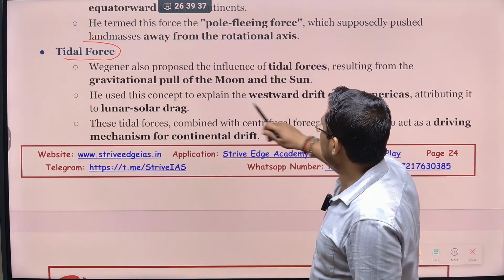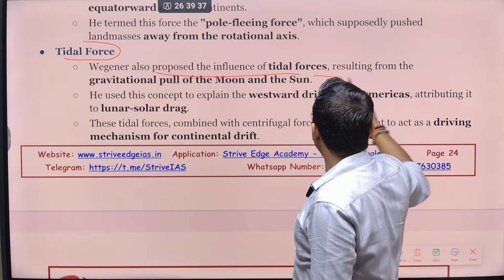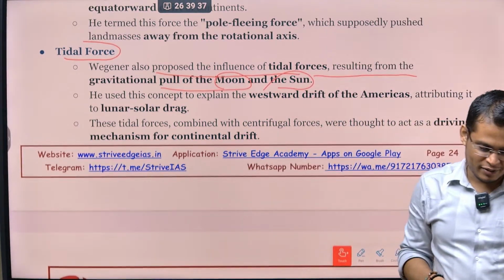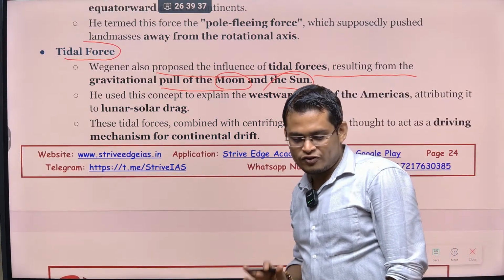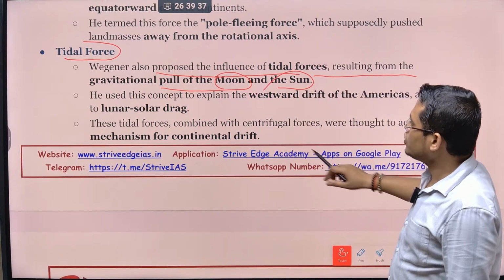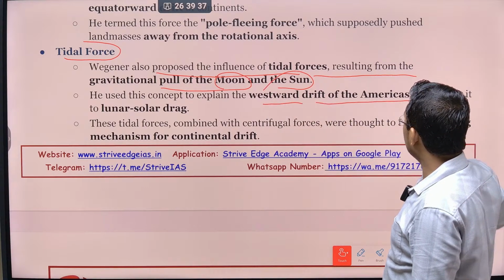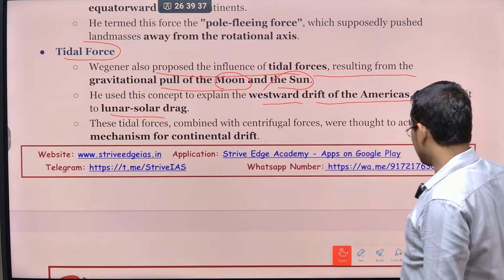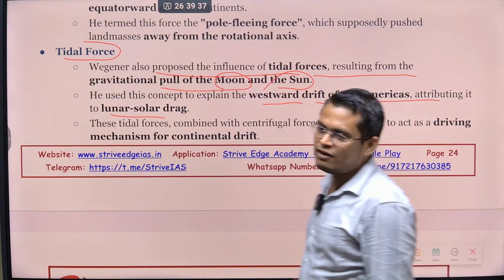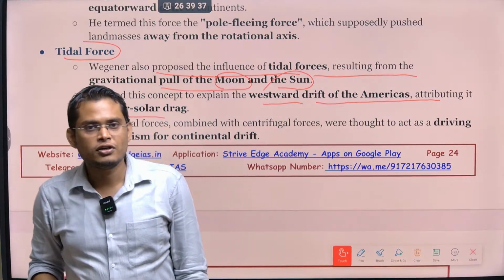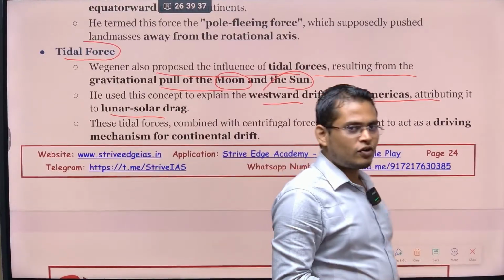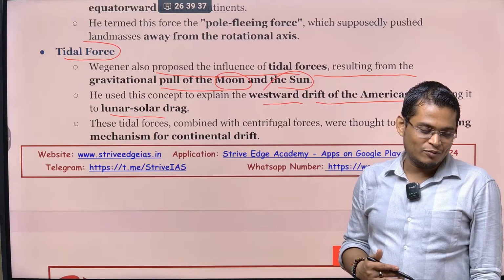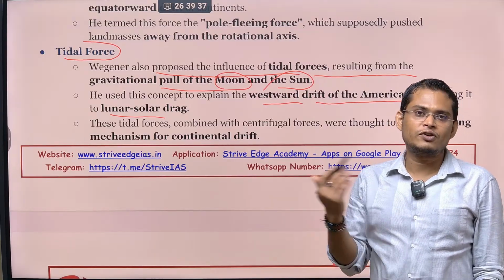Okay, so you can see Wegener also proposed the influence of tidal force resulting from the gravitational pull between the Moon and Sun. We are going to see these tides in a separate class in depth; for the time being just understand that. He used the concept of westward drift of America contributing to lunar-solar drag. But some scientists clearly proved that the tidal force, or the gravitational interaction of Sun, Moon and Earth, is not enough to pull such a big continent. Some scientists even proved that if the tidal force were so strong, it could stop the rotation of the Earth itself.